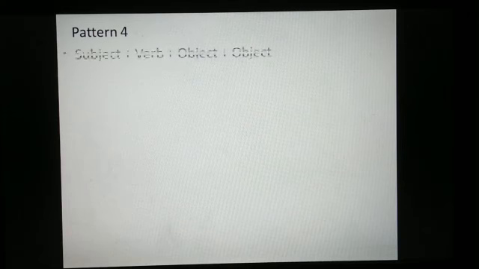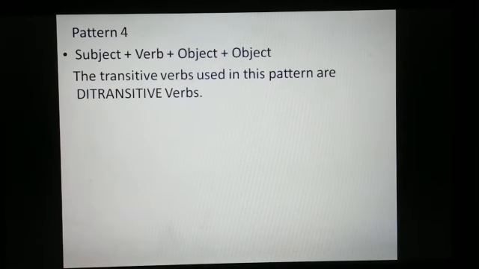Pattern number 4, subject plus verb plus object plus object. The transitive verbs used in this pattern are ditransitive verbs. Now, ditransitive verbs, boys and girls, di means two. So, a ditransitive verb takes two objects, direct object and indirect object.